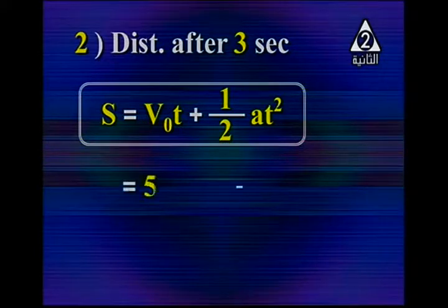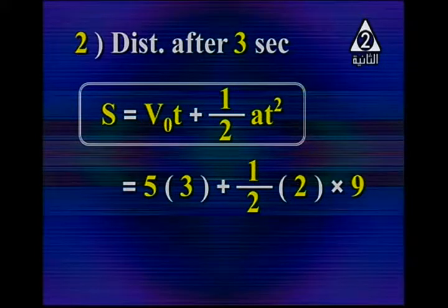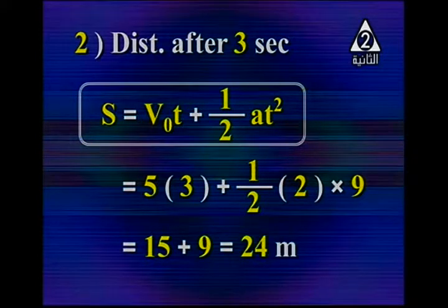After 3 seconds, by substitution, V naught equals 5, t equals 3, acceleration is 2, then 5 times 3 plus half times 2 times 9 equals 15 plus 9, which is 24 meter. Remember, dear student, when t equals 3, the particle covers 24 meter.